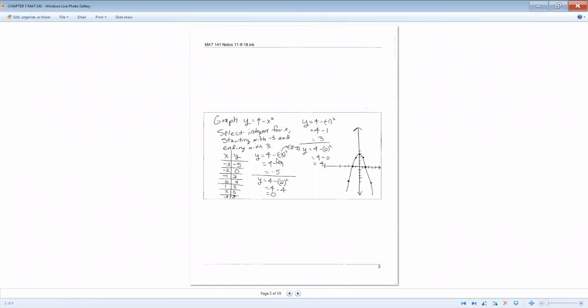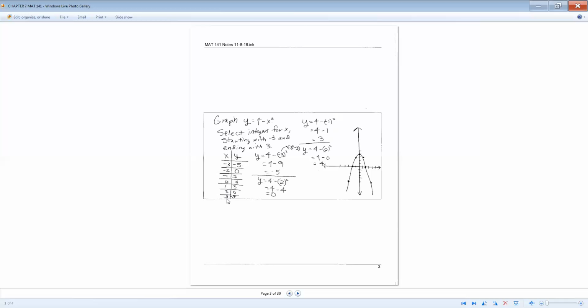So if I plug -3 in for x, that'll be -3 squared, which is 9. That's -3 times -3. So 4 minus 9 is -5. So when x is -3, y is -5. Plug in -2. -2 squared is 4. So it's 4 minus 4, which is 0. So when x is -2, y is 0. Plug in -1. That's -1 squared, which is 1. 4 minus 1 is 3. And then plugging in 0, 4 minus 0 is 4.